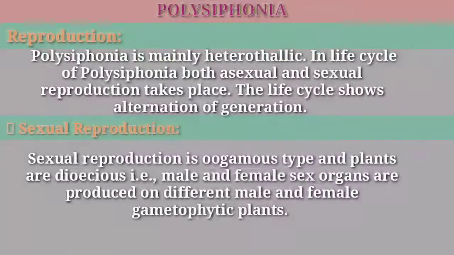Reproduction. Polysiphonia is mainly heterothallic. In the life cycle of Polysiphonia, both asexual and sexual reproduction take place. The life cycle shows alternation of generations. Sexual reproduction is oogamous and the plants are dioecious, i.e., male and female sex organs are produced on different male and female gametophytic plants.